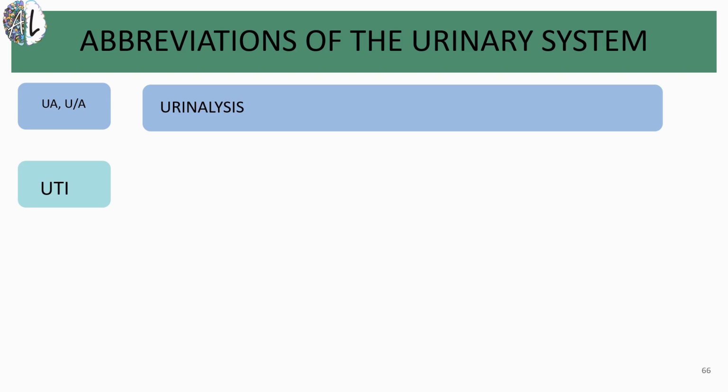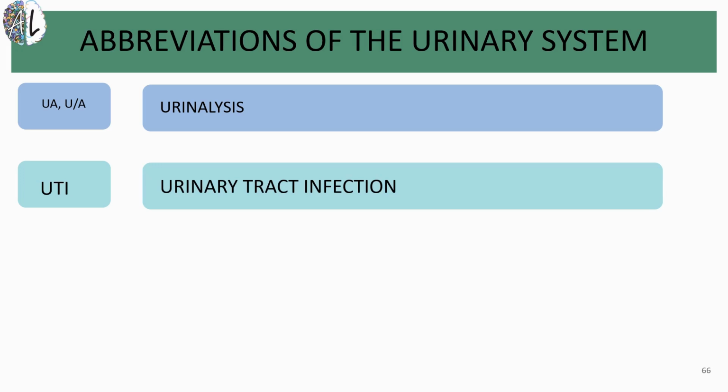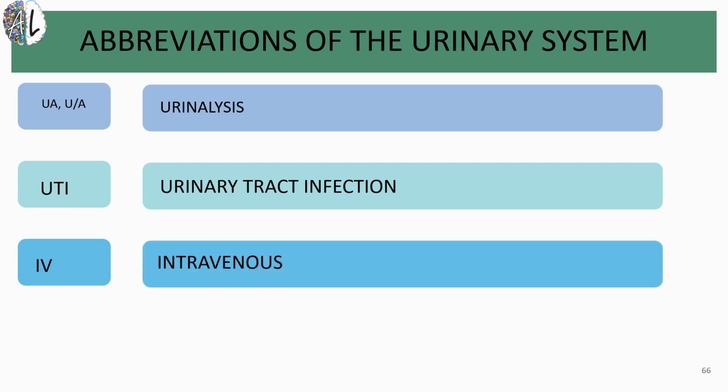Next up is UTI. Again, generally all capitalized. This is on your word list if you want to look this up to see what it means. But it refers to a urinary tract infection, which is fairly common in medical practice. Next up is an IV, which refers to anything that is given intravenously, so given inside the vein.